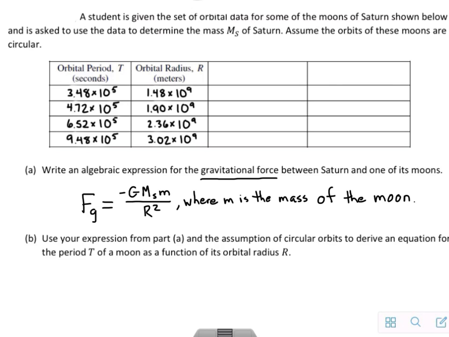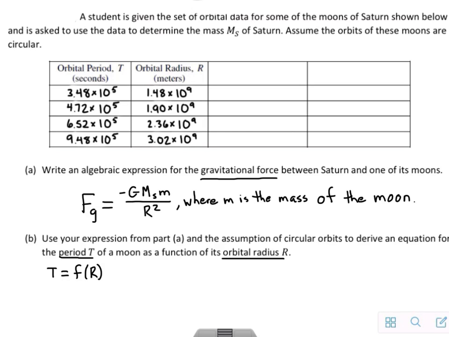It says here, use your expression from part A and the assumption of circular orbits to derive an equation for the period T of a moon as a function of its orbital radius r. So we're being asked to express a relationship between T and orbital radius r. So I'm being ultimately asked for an equation that looks like this: T is some sort of function of r. I don't know what that function is. That's what I have to find out.